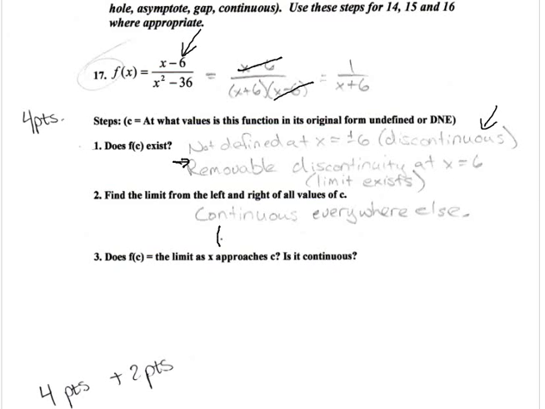Everywhere else, note, is let's say negative infinity to negative 6. It's continuous between negative 6 and 6, and it's continuous between 6 and positive infinity. Notice that these are open intervals, so I don't include those values here, right? And actually, it's a removable discontinuity, so we could say, include 6 there.